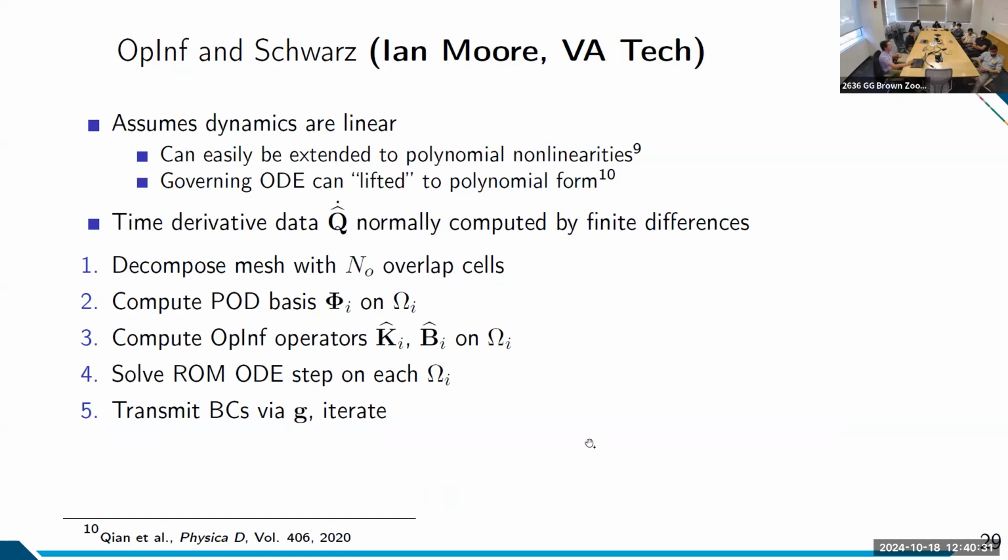And I want to make a point that this is generally extensible to any other data-driven model you want to use, as long as you have some means of transmitting boundary conditions. So, we've tried to do work with PINNs, because you're enforcing some boundary loss in that PINN minimization problem. But as long as you have some means of transmitting boundary conditions between these subdomains, you can apply Schwarz.